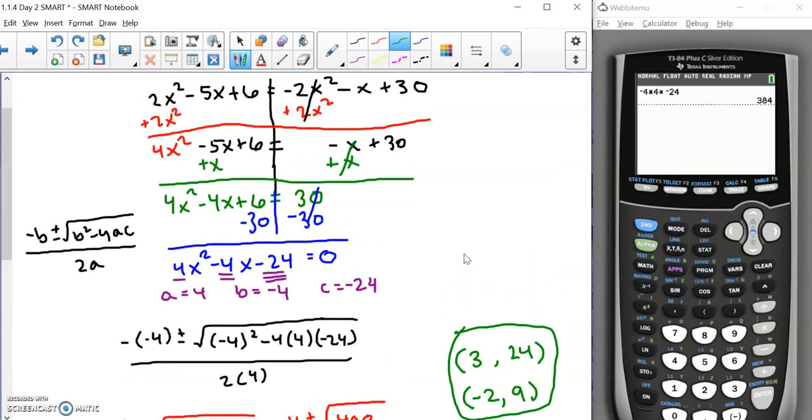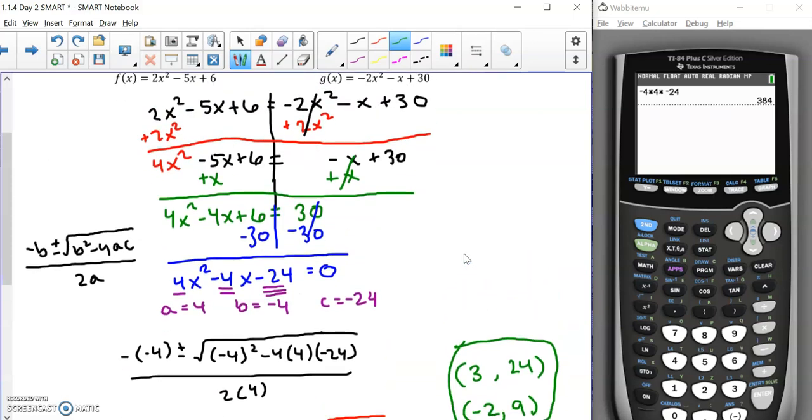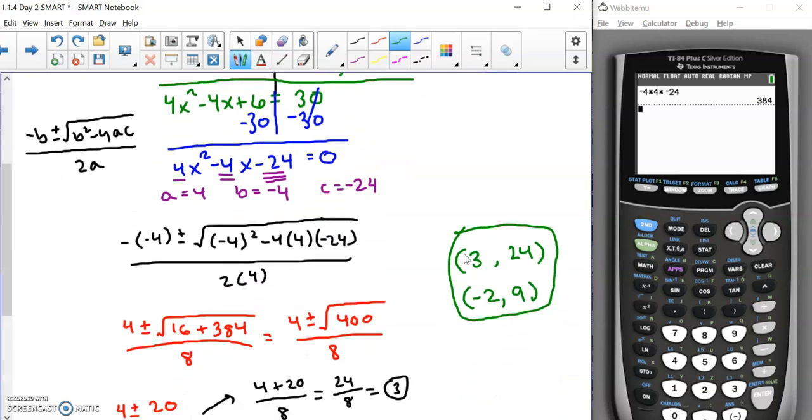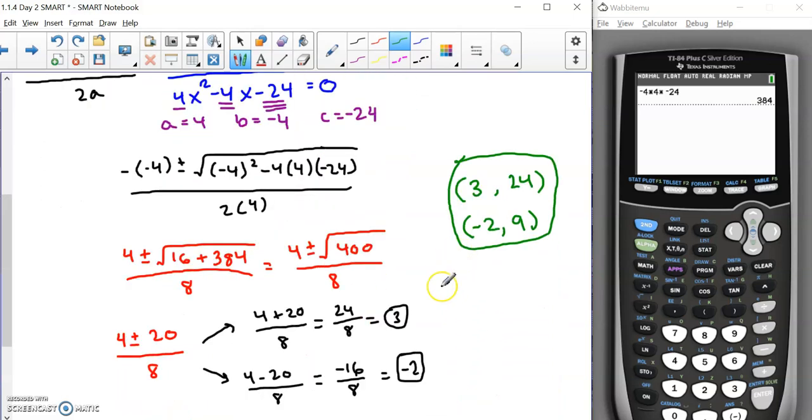All right. And that is how you would find intersection points with equations. Again, I know that's really tedious, but sometimes this really is the best way. And that is all for today.